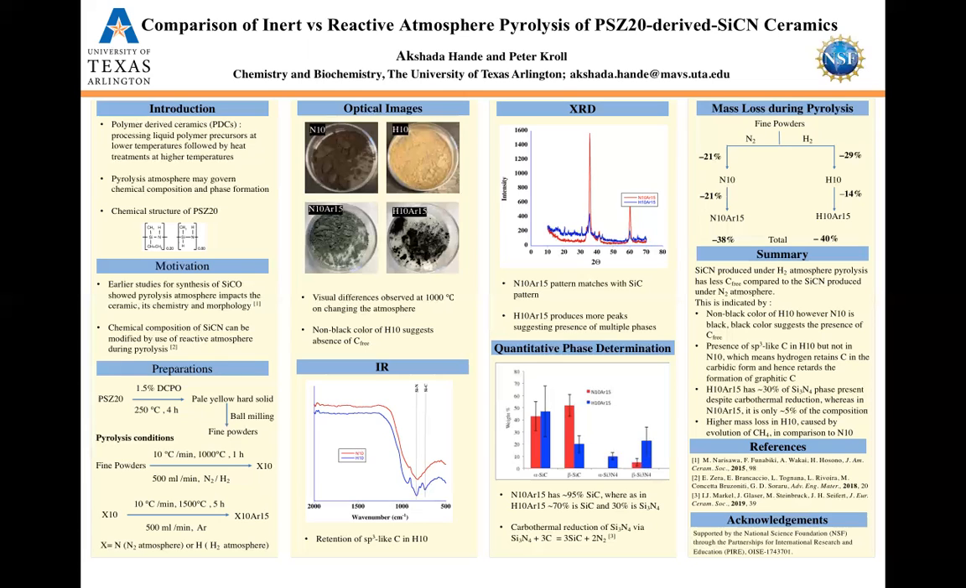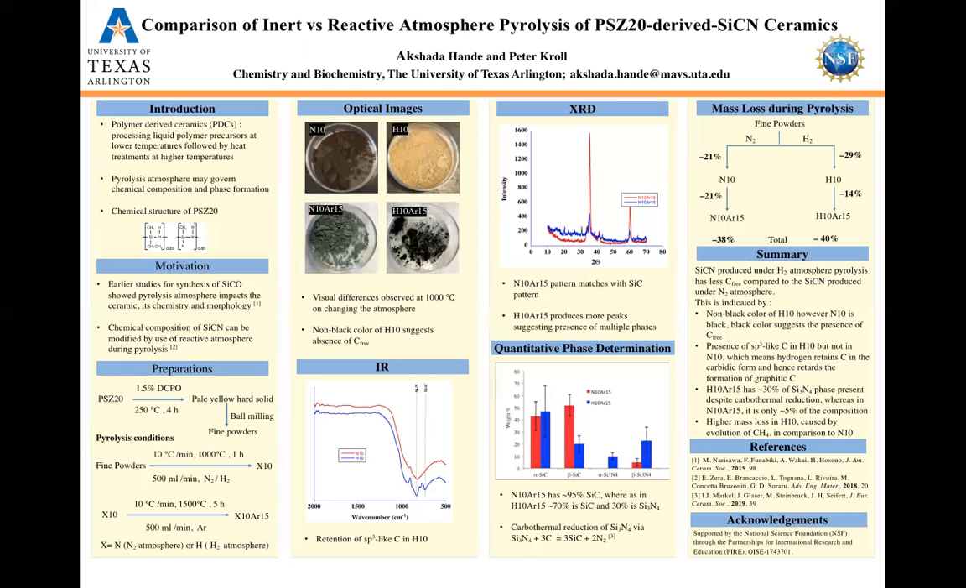Then this data was analyzed further for quantitative phase determination using the software JADE, and we got the weight percentages of each phase present. In the ceramic pyrolyzed under nitrogen, we got almost 90 to 95% of SiC, whereas for the ceramic pyrolyzed under hydrogen, we have 70% SiC and 30% Si3N4.